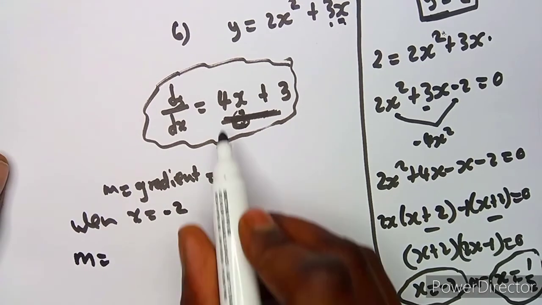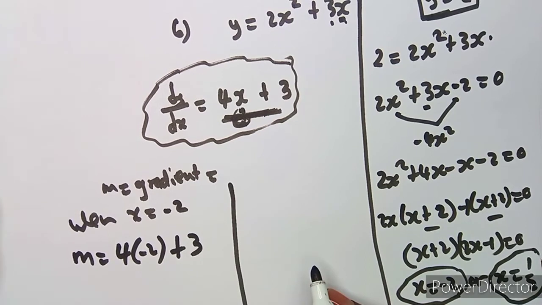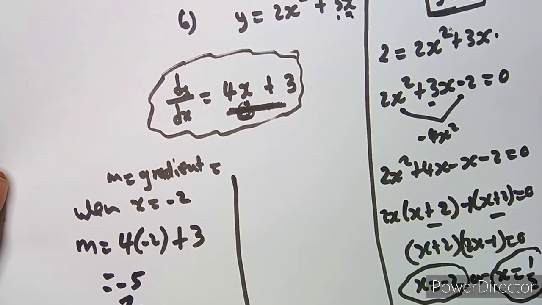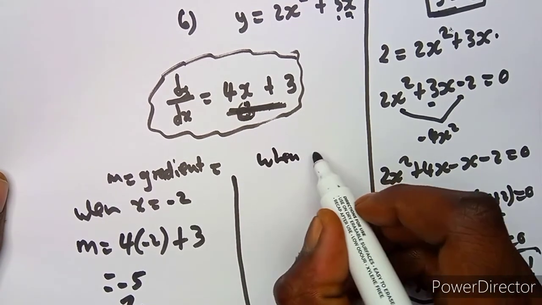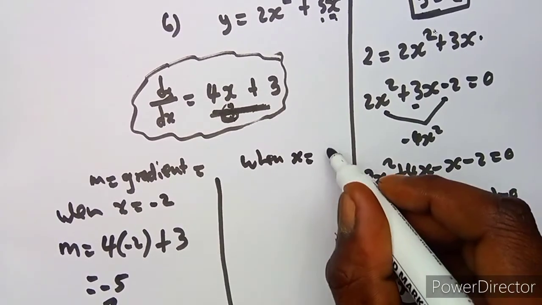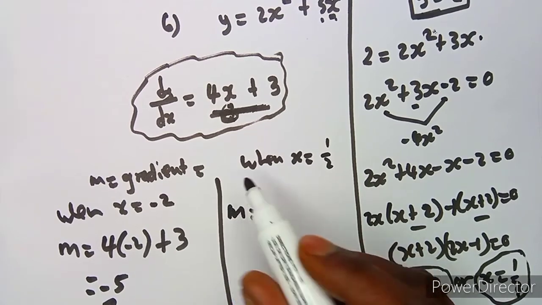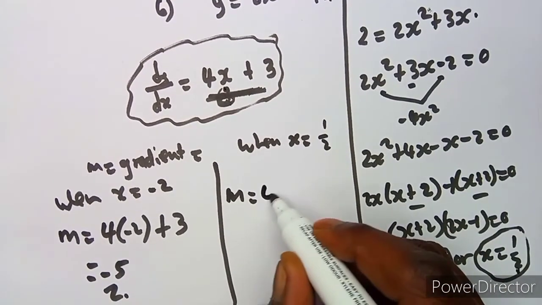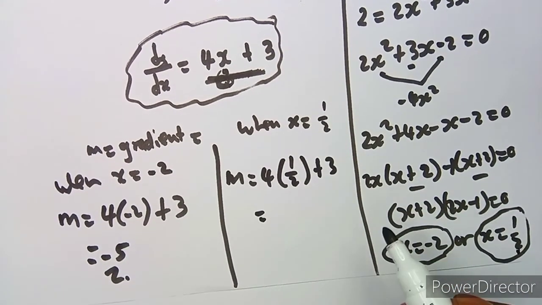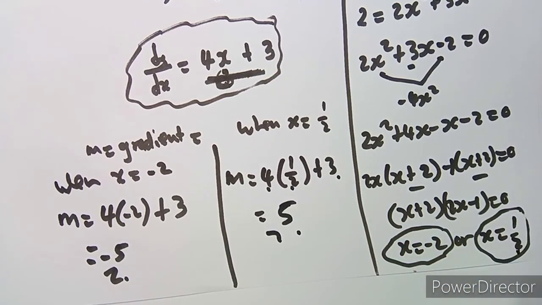When x is minus 2, substitute here. Therefore our m, which is the gradient, is going to be 4 times minus 2 plus 3. Okay, from your calculator this will give you minus 5. So this is your gradient when x is minus 2. Then when x is equivalent to a half, this one that we obtained here, which is 1 over 2, my gradient, which is m, is going to be, substitute half here, that's 4 into a half plus 3, and this will give us 2 plus 3, which is 5. So that's your m there, which is the gradient.